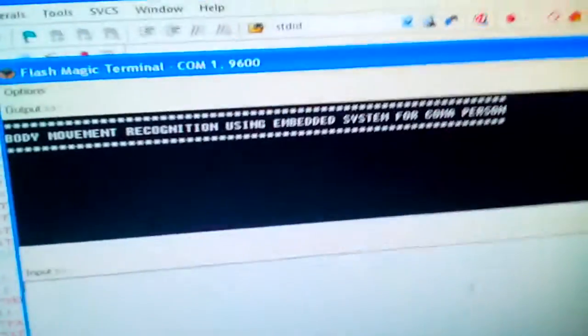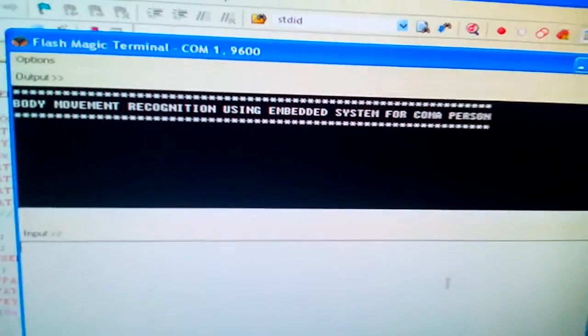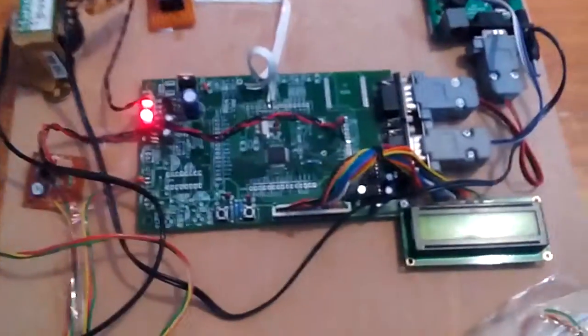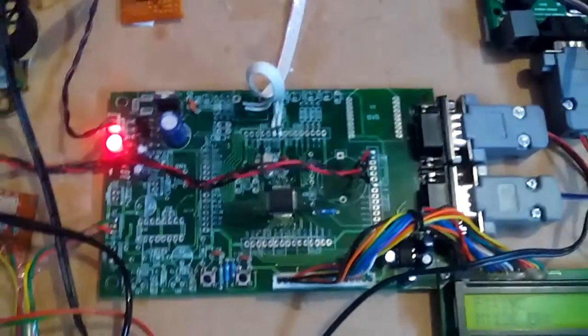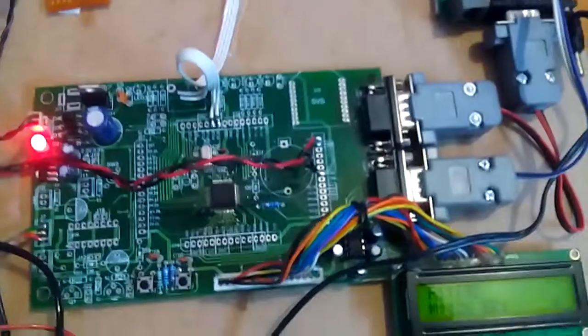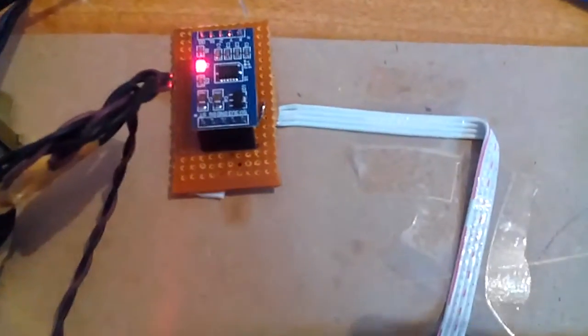The project title is Body Movement Recognition Using Embedded System for Coma Person. In this project, we are using an ARM processor LPC2148 development board. We are using a MEMS sensor, micro electromechanical sensor, an eye blink sensor, and a flex sensor.